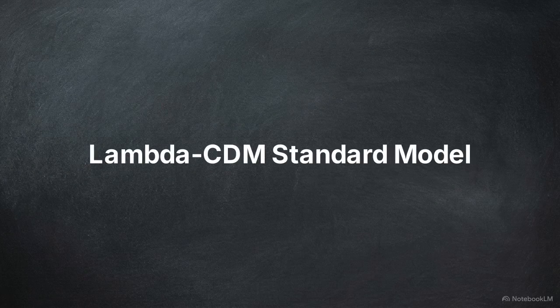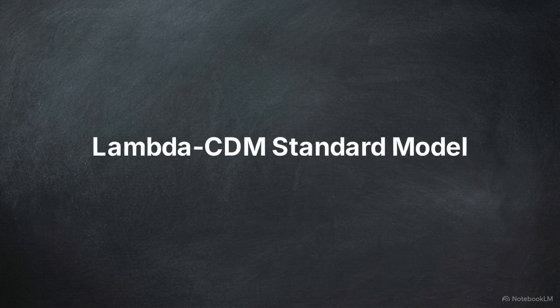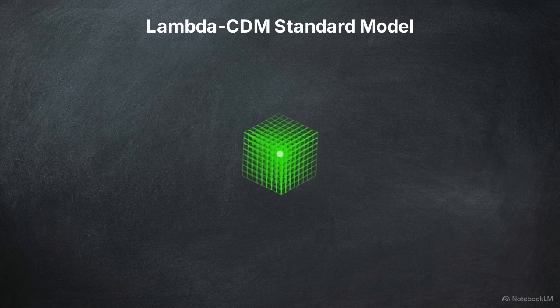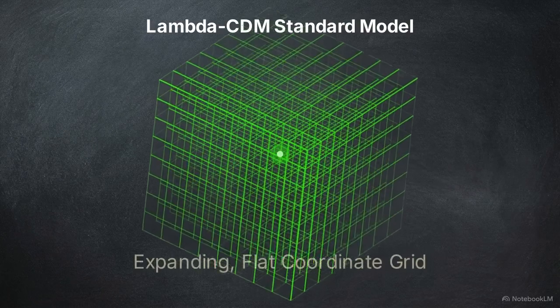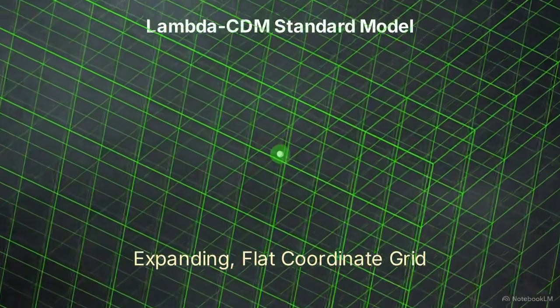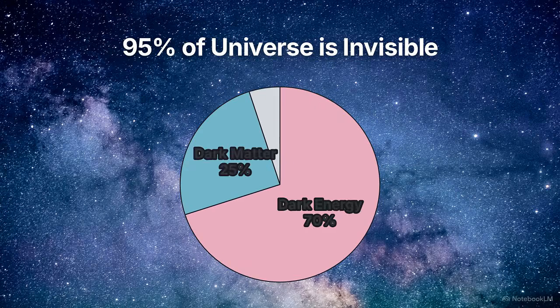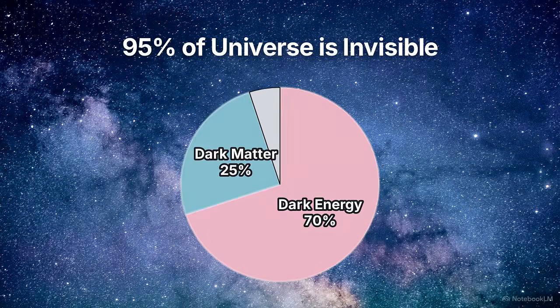Modern cosmology operates under the Lambda CDM standard model. This framework treats the universe as an expanding, flat coordinate grid. This model relies on invisible placeholders to account for 95% of the universe's total mass energy.